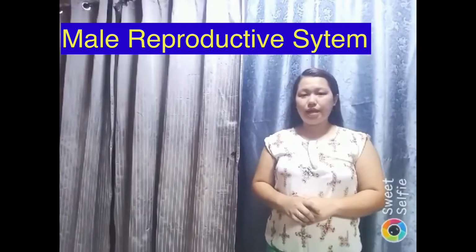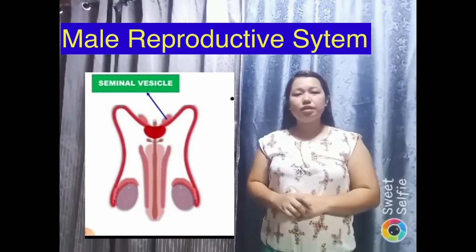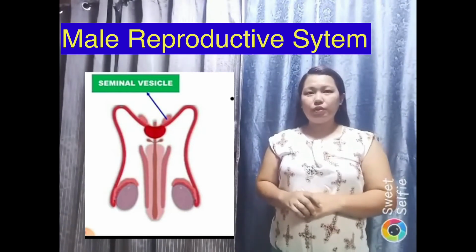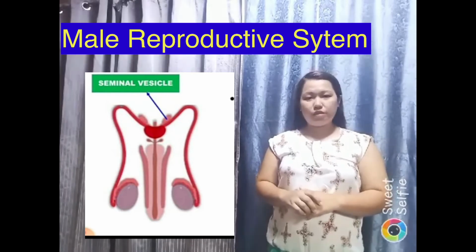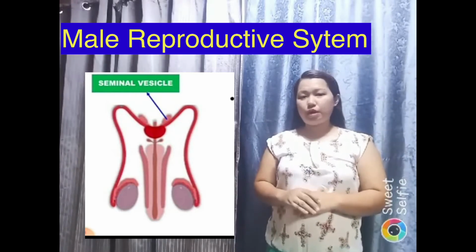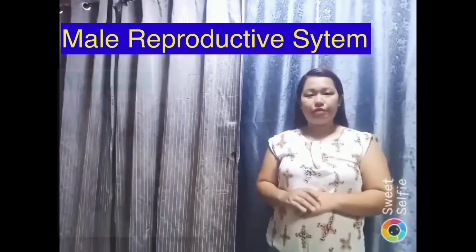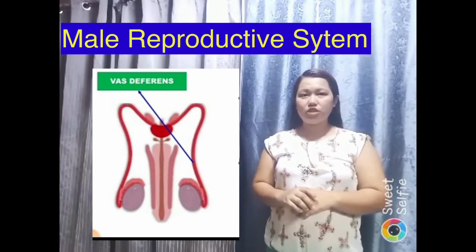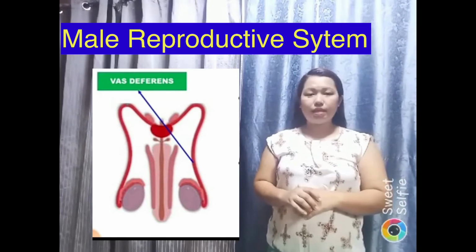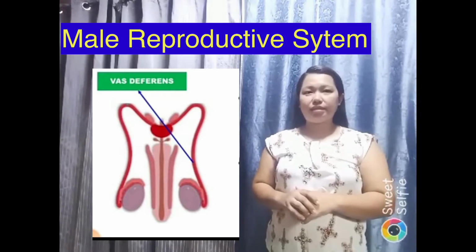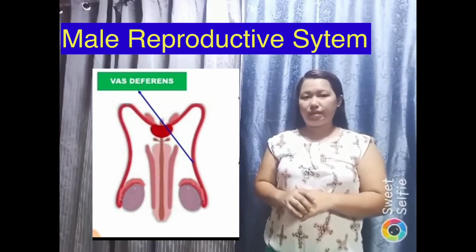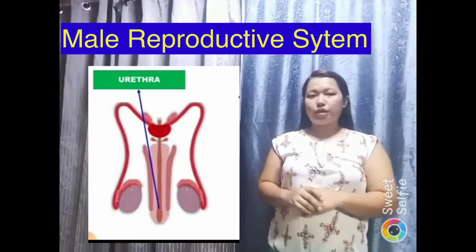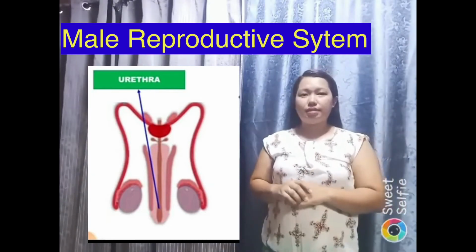Next is the seminal vesicles. These are sac-like pouches attached to the vas deferens. They contribute to semen production by making a sugar-rich fluid which provides energy for the sperm cells' mobility. Vas deferens. It is a long, muscular tube that serves as the passageway for the sperm cells released from the testes. It also connects the testes to the seminal vesicle and the urethra. The urethra in males is the passageway of both urine from the urinary bladder and semen from the glands.